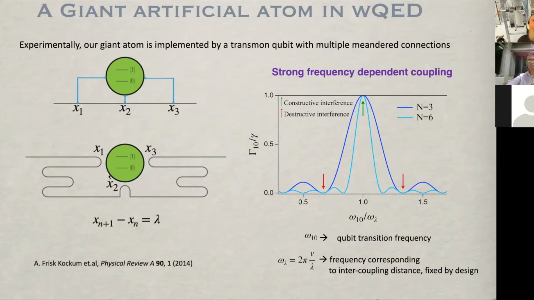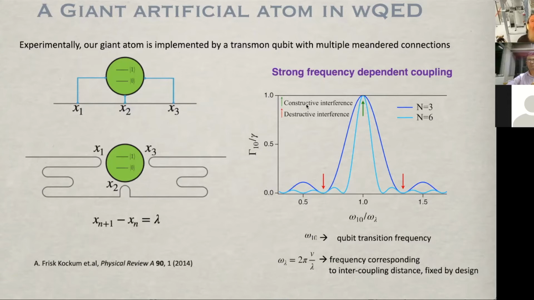So the real artificial atom is still physically small compared to the wavelength, but it interacts at many different points. So effectively it becomes a giant atom as far as the photon is concerned. And so Anton made predictions about this.